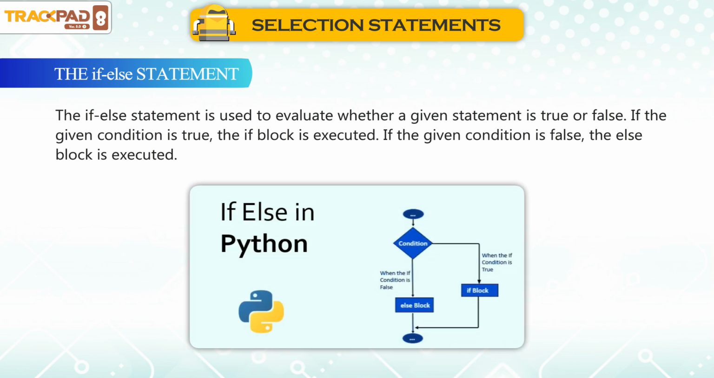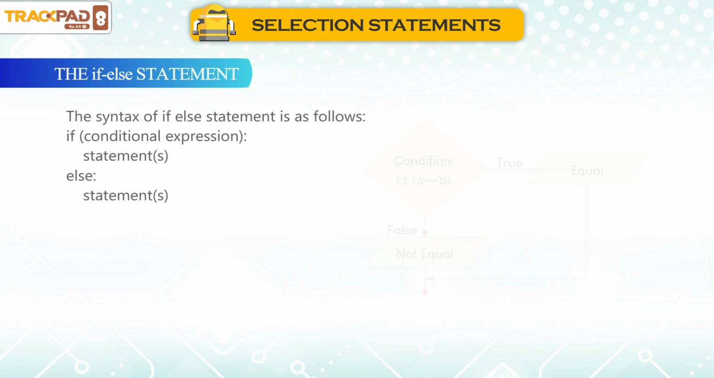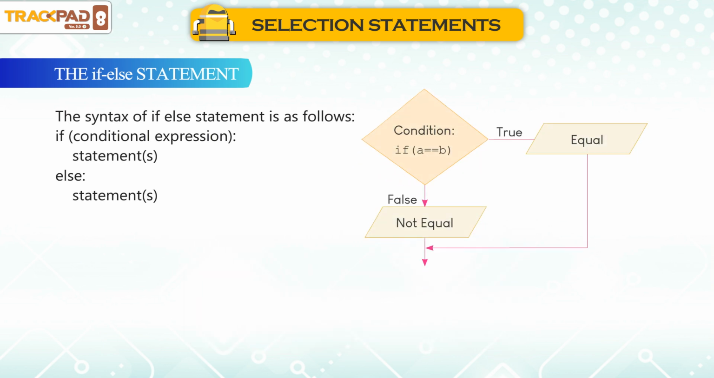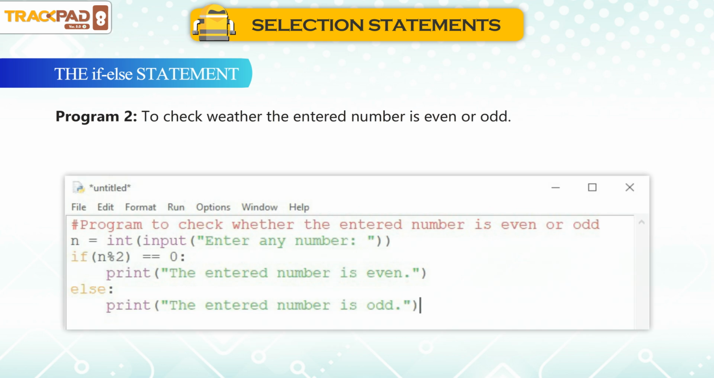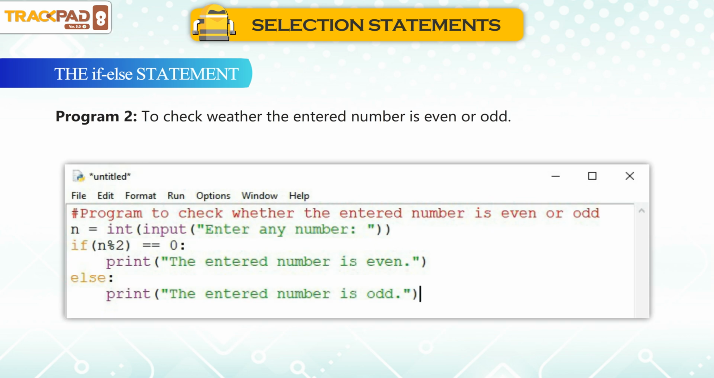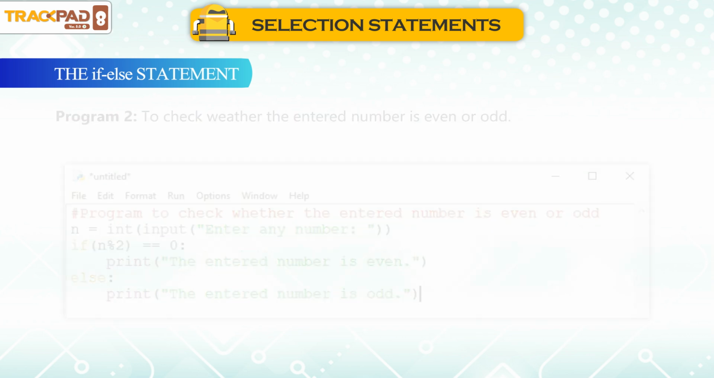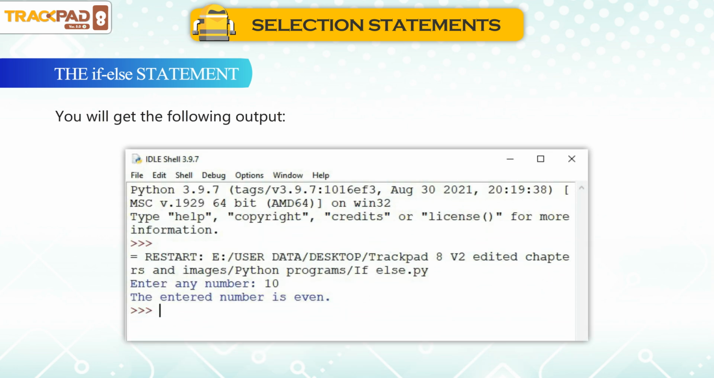The if-else statement. The if-else statement is used to evaluate whether a given statement is true or false. If the given condition is true, the if block is executed. If the given condition is false, the else block is executed. The syntax of the if-else statement is as follows. If conditional expression. Statements. Else statements. Program 2. To check whether the entered number is even or odd. You will get the following output.